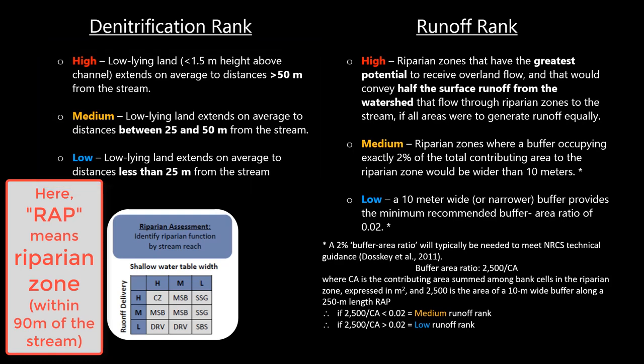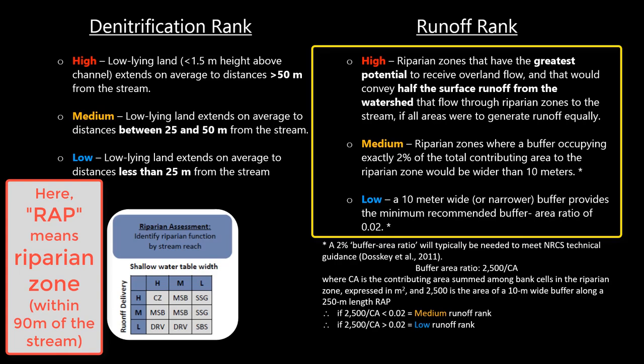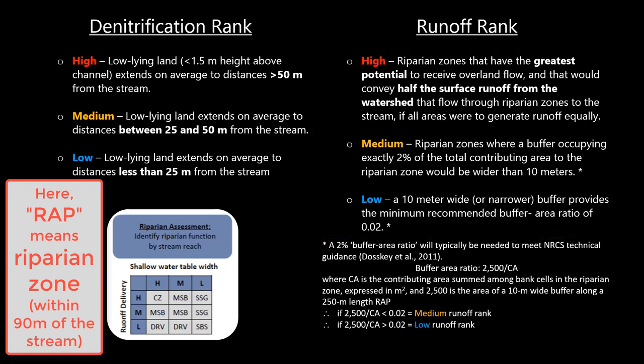Next, the runoff rank will be assigned to the RAPs. So, areas that would convey half the surface runoff from the watershed that flows through the RAPs to the stream, considering if all areas were to generate runoff equally, would receive a rank of high. RAPs where a buffer occupying exactly 2% of the total contributing area to the RAP would be wider than 10 meters receive a rank of medium. And a 10-meter wide or narrower buffer that provides a minimum recommended buffer area ratio of 0.02 or 2% receives a rank of low.